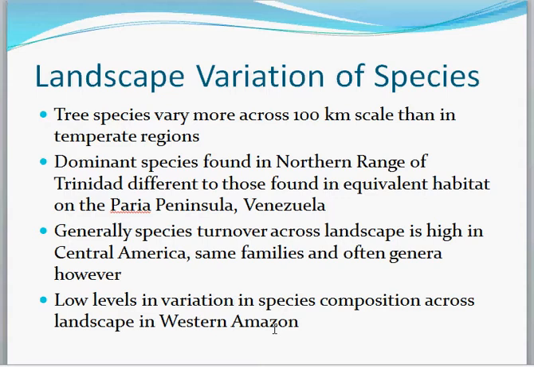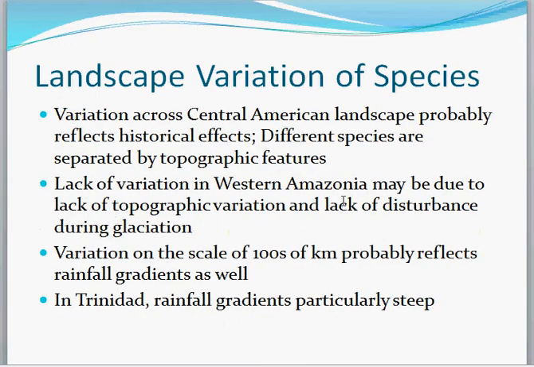Okay, why is this so? It's thought that it's mainly due to historical effects. So in the Central American landscape, the variation is due to different species being separated by topographic features. So if we look at the example of Trinidad and the Paria Peninsula, the Northern Range and the Paria Peninsula, they are separated by that big gap there, which is represented by the dragon's mouth.